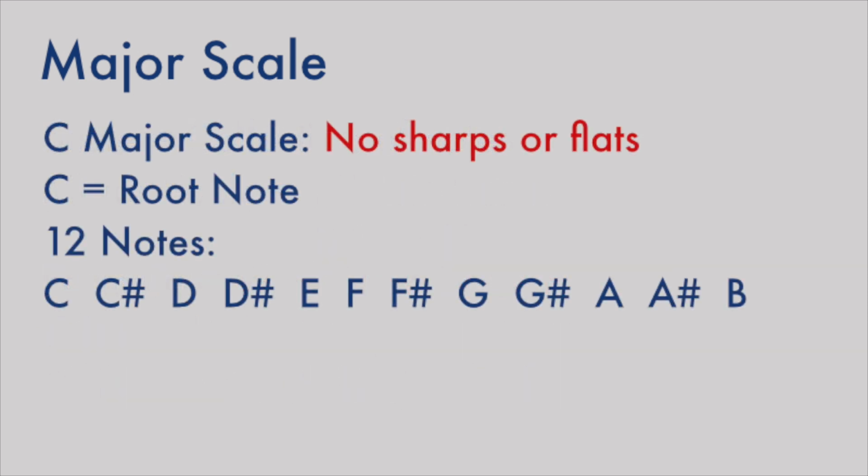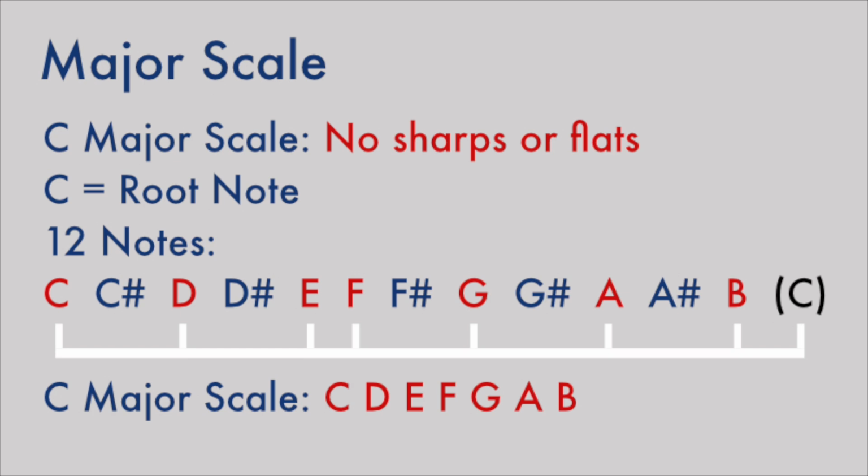Let's start with the C major scale, as that is the easiest scale since it has no sharps or flats. Let's take a look at the 12 notes again, starting with C, as that is our root note. We learned that the formula for a major scale is whole, whole, half, whole, whole, whole, half. Whole in this case means we go up 2 notes, and half means we go up 1 note. So if we start at the root note, in this case a C, and we go up using the formula, we get the following 7 notes: C, D, E, F, G, A, and B. And these 7 notes make up the C major scale.